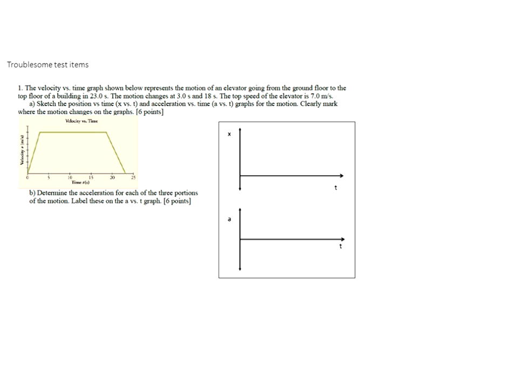So it shows speeding up right there. It shows constant velocity right there, and it shows slowing down right there. And notice how most of the velocity here is constant. Most of the time it's at constant velocity. So it says here the motion changes at 3 seconds and at 18 seconds. Sketch the position versus time and acceleration versus time.